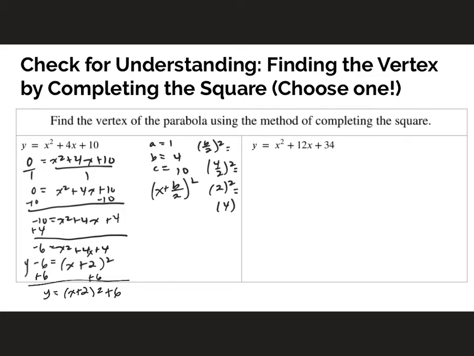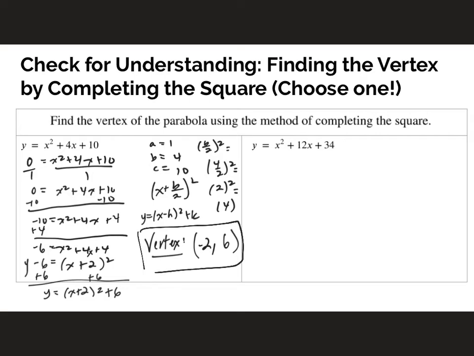And if I'm thinking back to my original vertex form, it's y equals (x minus h) squared plus k. And so my vertex is going to be negative 2, right, because I have a plus 2 there, and then comma 6, because that's where my k value should be, right? So I just found my vertex, and then I found my vertex form.